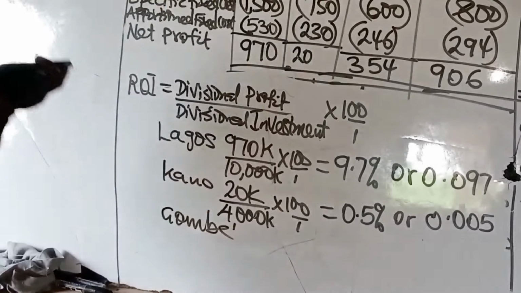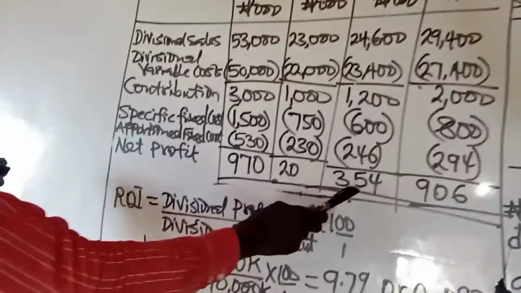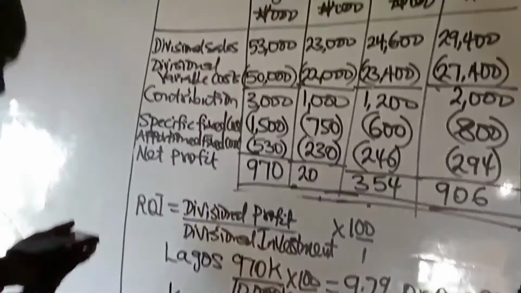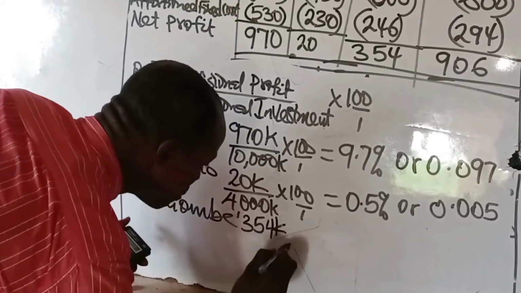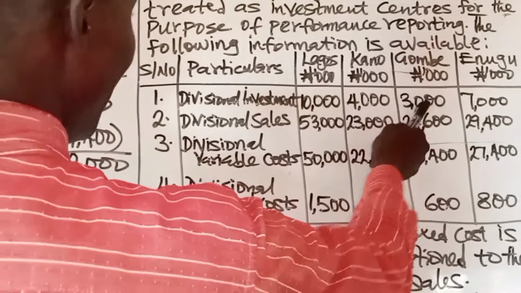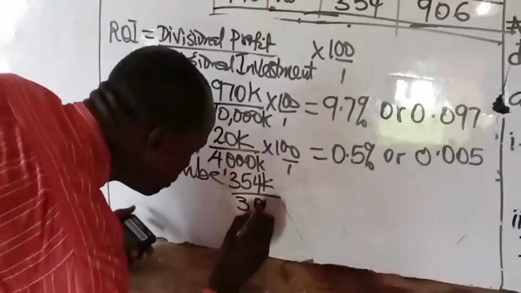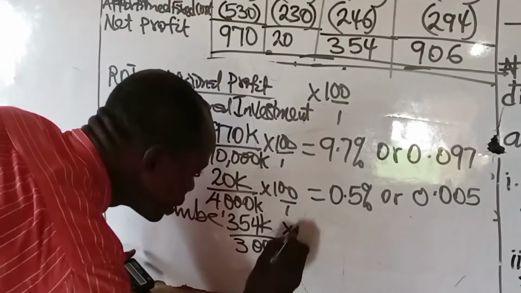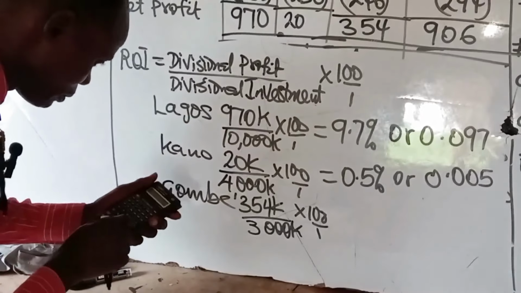For Gombe Division, the net profit is 354,000. How much is the investment of Gombe? Back to the question. The investment is 3 million. Over 3 million times 100 over 1. 354 divided by 3.